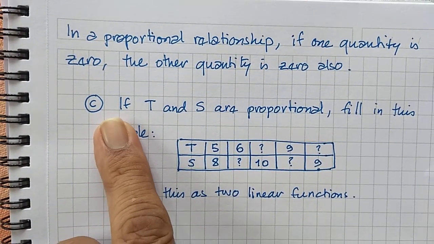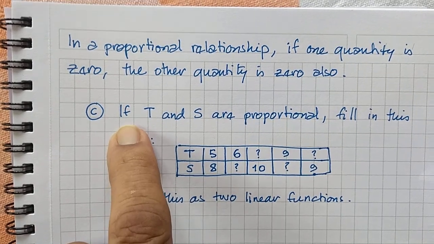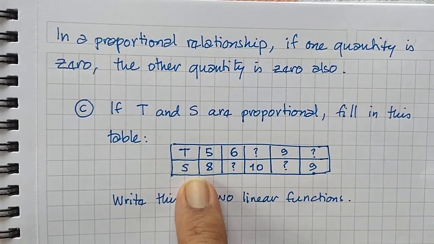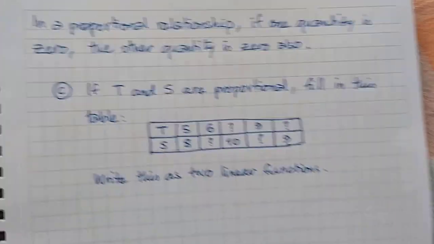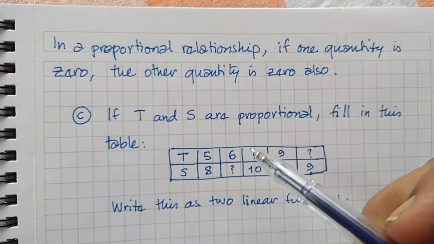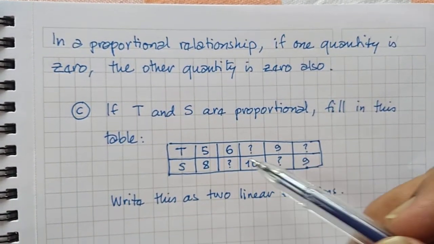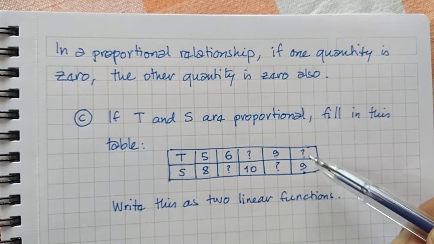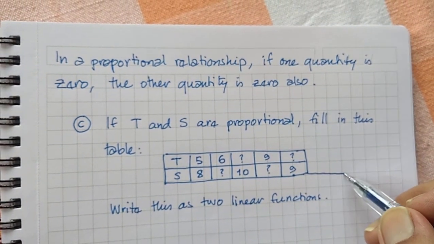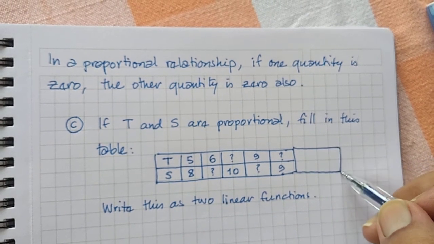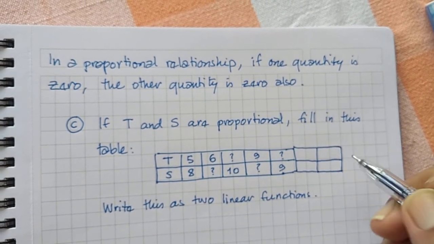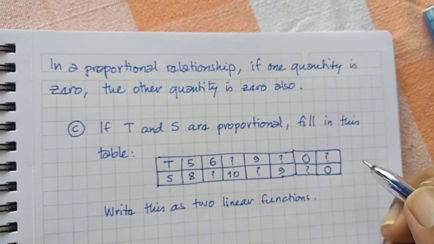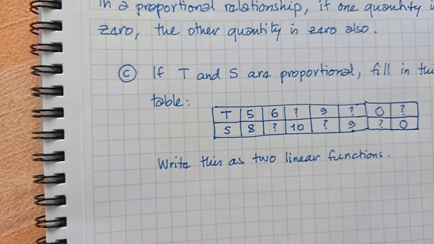So now the third problem that you have to submit to me: we are taking two quantities, T and S. If T and S are proportional, fill in this table. When T is 5, S is 8. So when T is 6, what is S? When S is 10, what is T? When T is 9, what is S? When S is 9, what is T? And I'll add 2 more here. When this is 0, what is this? And when this is 0, what is this?